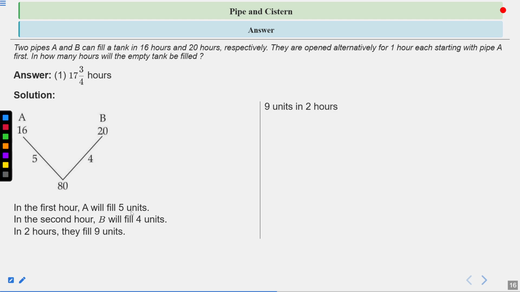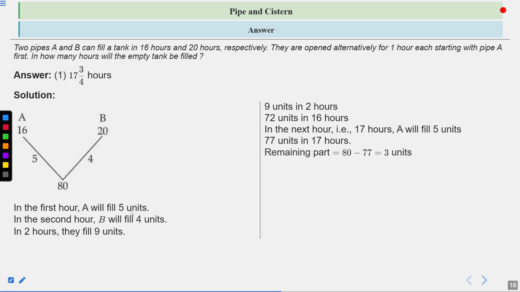9 units in 2 hours means 72 units in 16 hours. We can say that because we are close to 80. So in the next hour, who will work? A will start the work and it will take 1 hour to fill 5 units. So in the 17th hour, A will fill 5 units. So 72 units plus 5 units, 77 units will be filled in 17 hours.